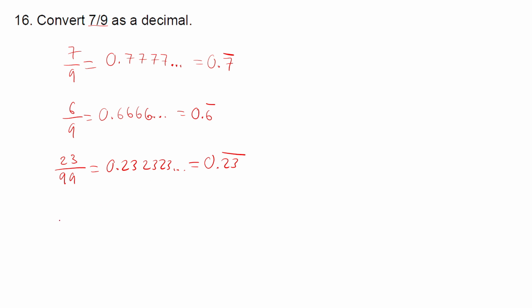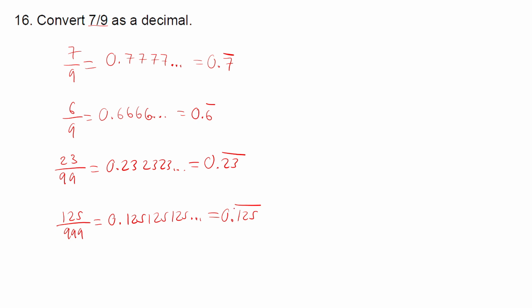Now what if we have three repeating numbers? Let's say we have 125 over 9999. The answer is going to be 0.125125, that's also equal to 0.125 with a bar on top. Again, it means the decimals are repeating. So I believe this one is already clear.